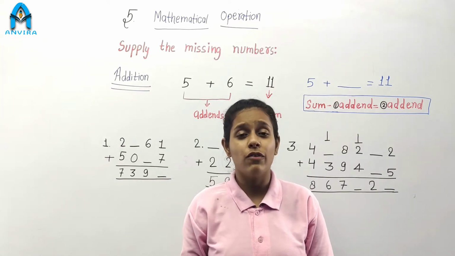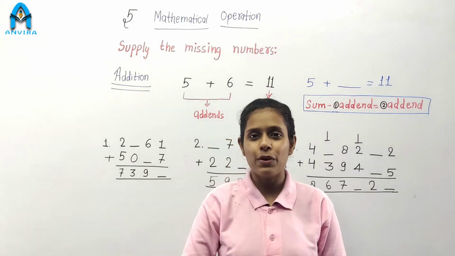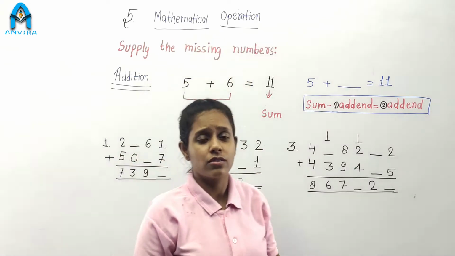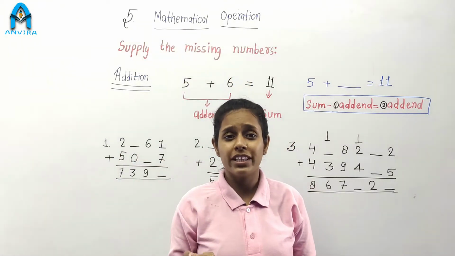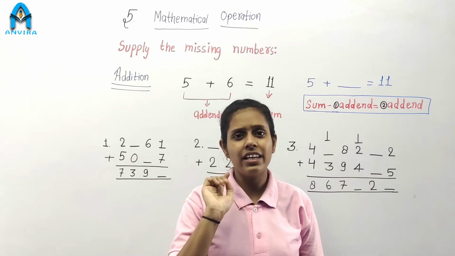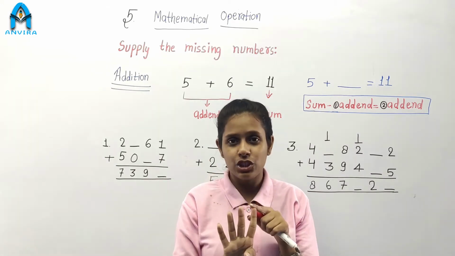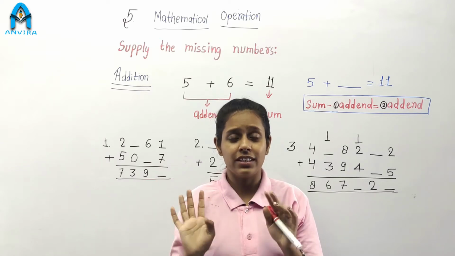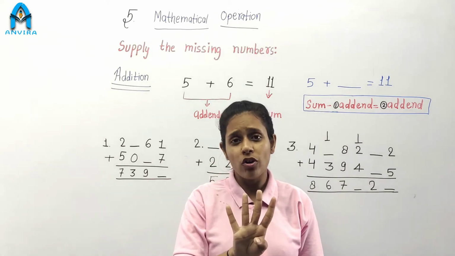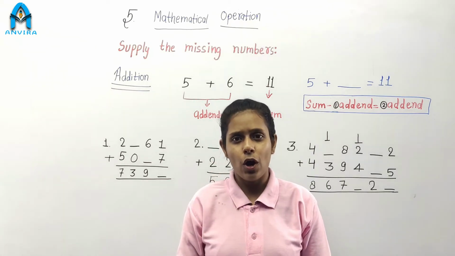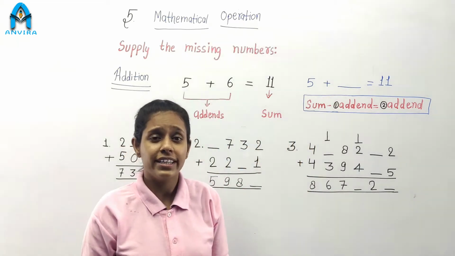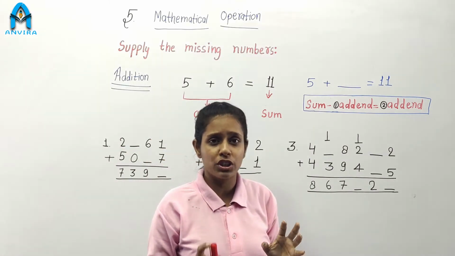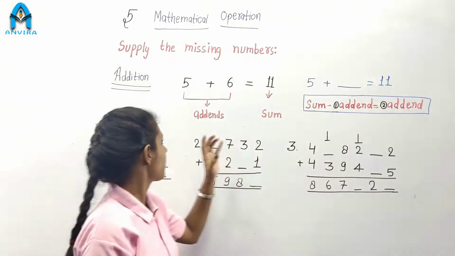Today we will start our next chapter, chapter number 5. Name of this chapter is mathematical operations. What are mathematical operations? Mathematical operations are basically 4 mathematical operations: addition, subtraction, multiplication and division. In this chapter we find all of these 4 mathematical operations to solve, but in a different way. In this chapter we find mathematical operation with missing digits.